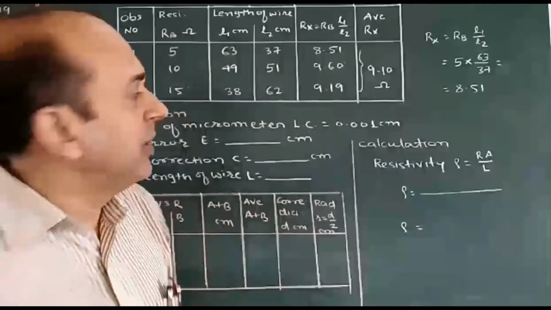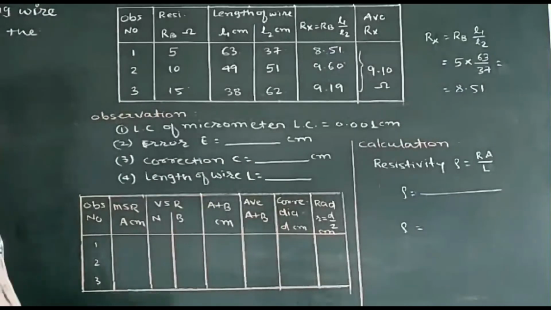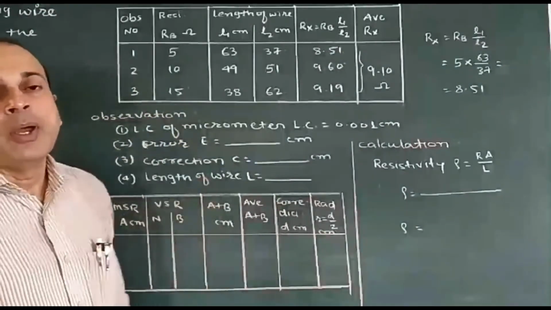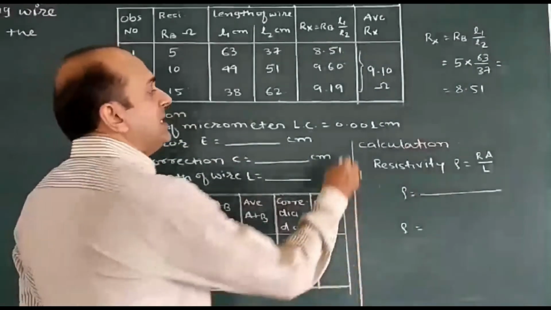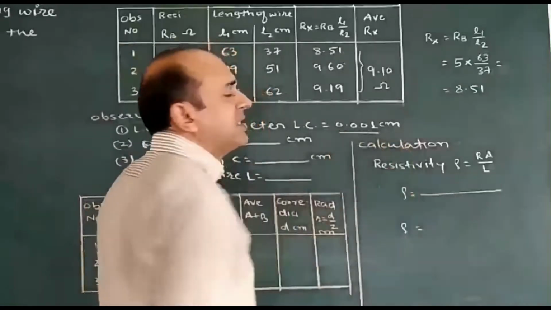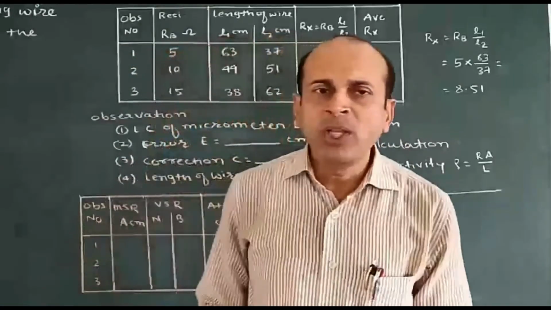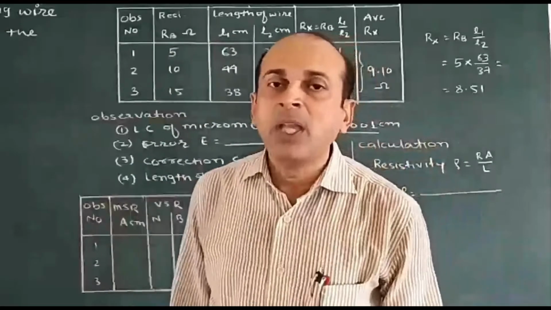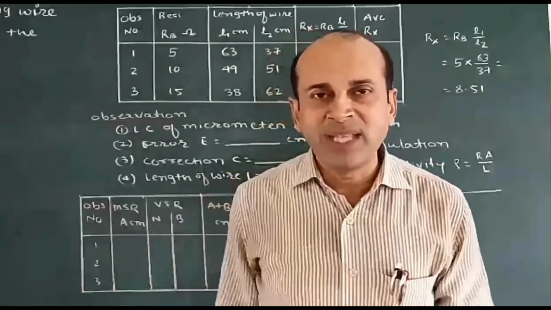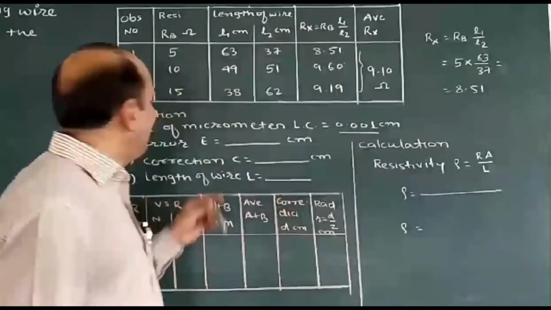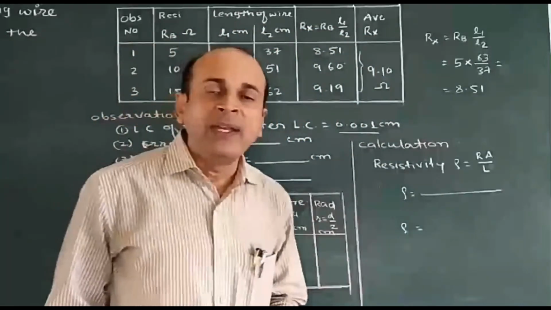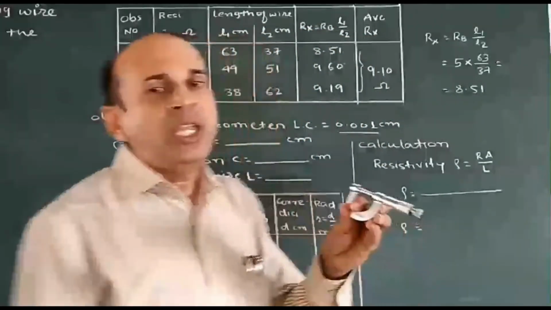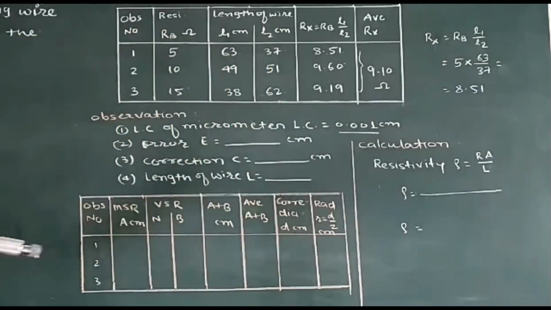So first let me write the history of the micrometer screw. We know the least count of the micrometer screw is 0.001 centimeter. Almost all micrometer screw instruments will have a least count of 0.001 centimeter. Now let me find its error. How to find its error? You will close the instrument by the last part.